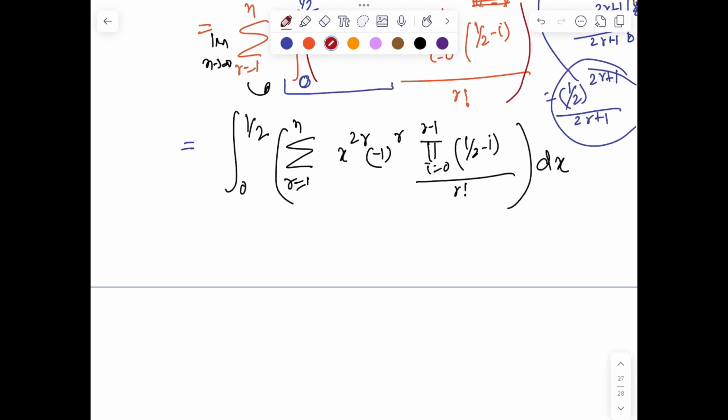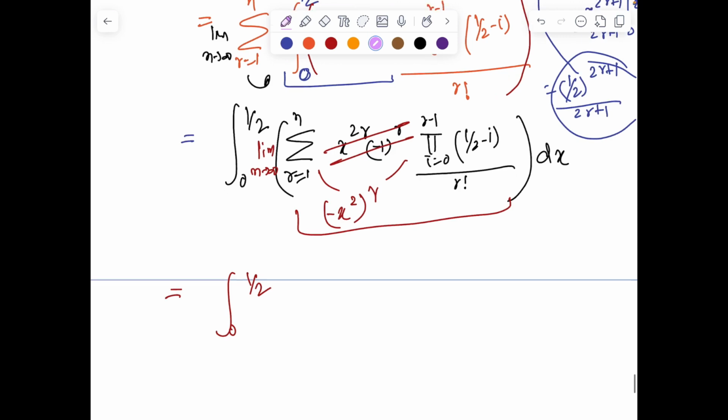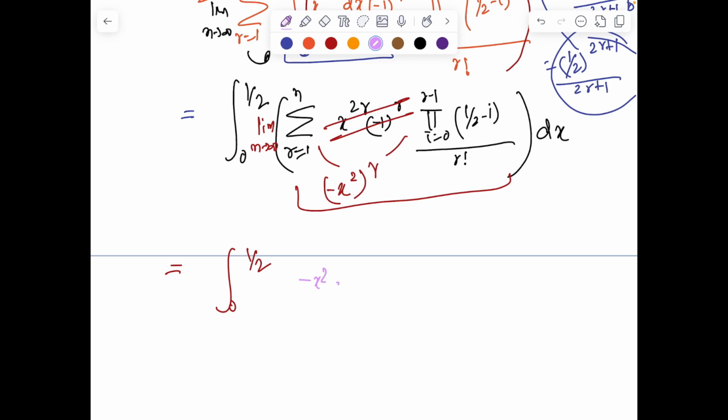That seems cool because this expression can be written as (-x²)^r, right? And same thing. What if I decode this? Clearly, since we have the limit n tends to infinity, we have 0 to half, infinite such terms here. So let's decode some of the terms. Let's put r equal to 1, and the first term that you are getting is -x² times half, right?